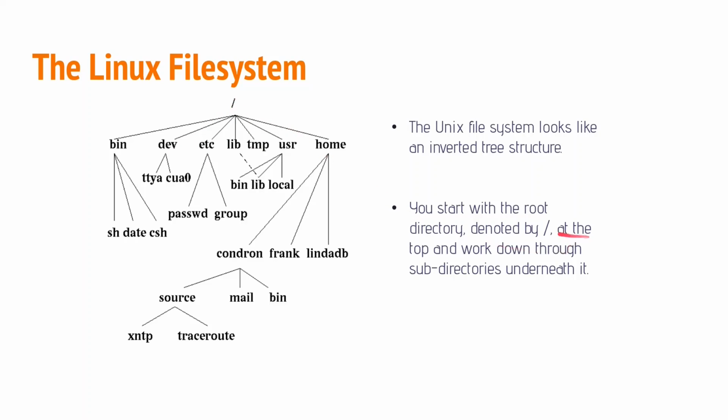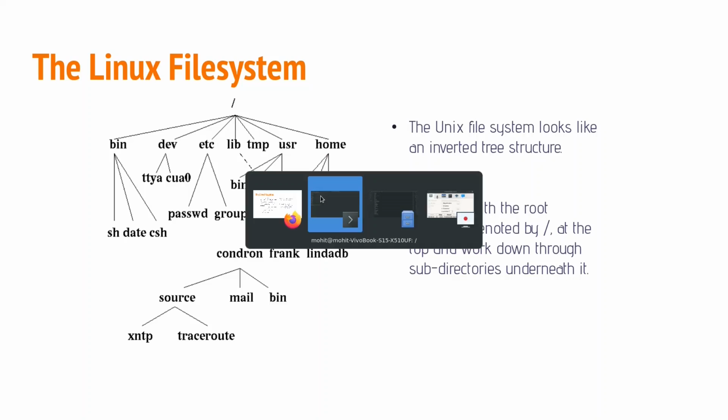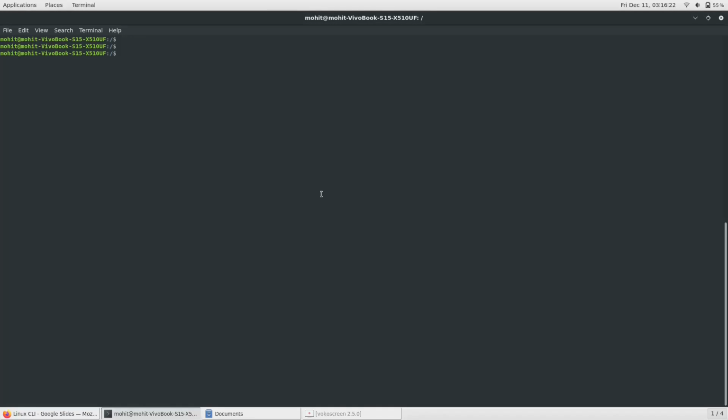You start with the root directory, denoted by slash, at the top and work down through the subdirectories underneath it. We can check this with a command called tree. Let me show you. I can just type the command tree. I can specify to use only directories, and go to level 1. Let me first show you the working directory.